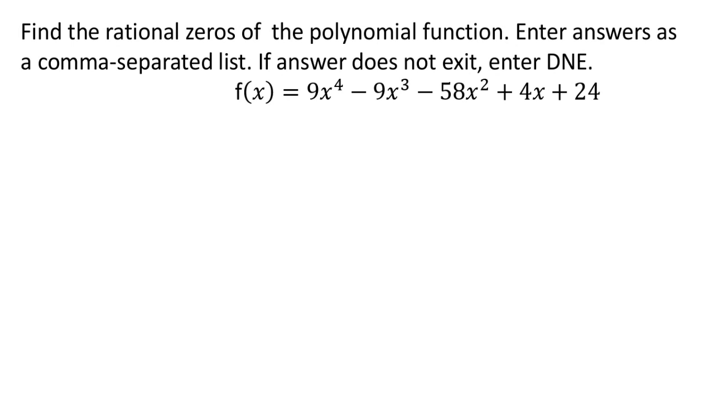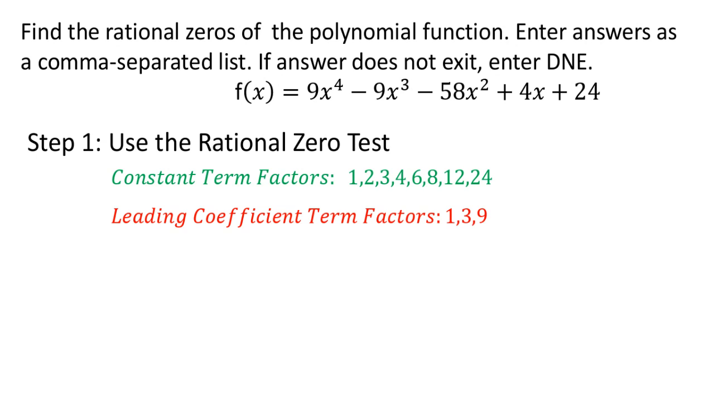Look at this 9x to the 4th minus 9x cubed. That's pretty big, right? But not a problem. We can still work it out the same way. Your first step is always the same: find the rational zero test. My factors of 24 are 1, 2, 3, 4, 6, 8, 12, and 24. And for the leading coefficient, we get 1, 3, and 9.